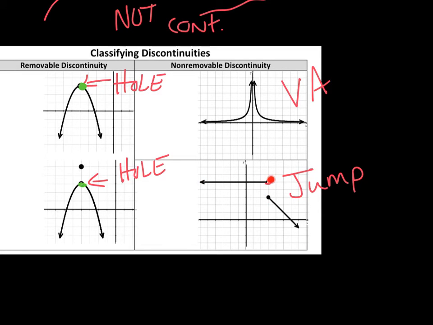Well, notice I had to go from here to here, and then I had to pick up my pen and draw this. So when I put that one dot in there, it did not become continuous. Therefore, it is non-removable. Same idea here. If this gets closer and closer, and this gets closer and closer, and I just put one dot, it does not make it continuous all of a sudden. So anytime there is a hole, it's called a removable discontinuity. Vertical asymptotes and jumps are non-removable.